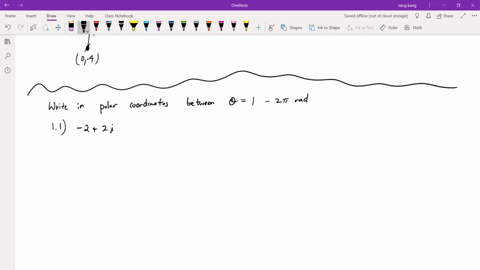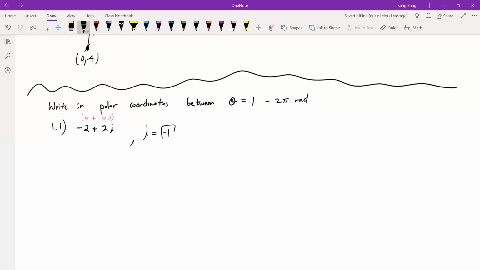So we want to express this guy in polar coordinates. So this is in the form a plus bi, right? Where i is essentially the square root of negative 1, right? I'm sure you guys have seen that. So this is in the form, I'll write it in red, a plus bi, right?